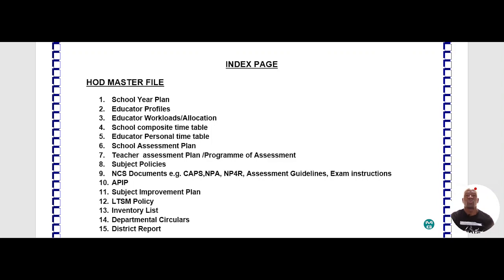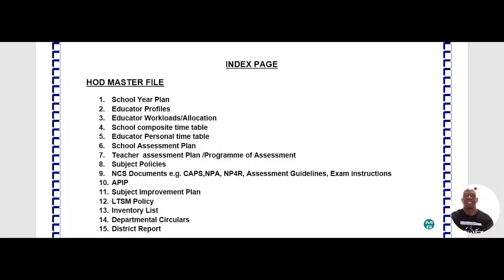This is what I mean. You might have the HOD master file, then you'll have all the elements that are supposed to be there in that particular file. Then again, you have the second file, which is going to have the curriculum management tools in that particular file. Right, so we are going to start with the master file, which is the first section of the HOD file, in terms of what are the documents that the head of department in a school should keep in the master file section of the file.